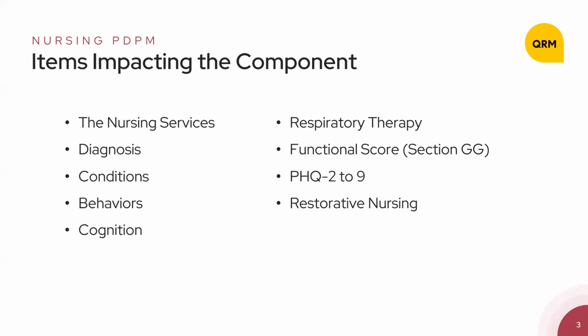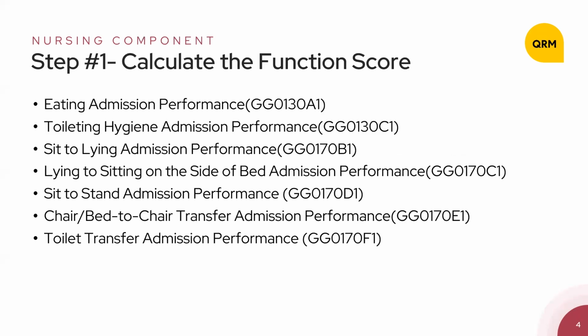But I think it really warrants a revisit because it's now going to be impacting several states' case mix index one way or another. So I think it's really important that we understand how it works because it is impacting several things now. So the very first step when calculating your nursing component is to calculate that function score.